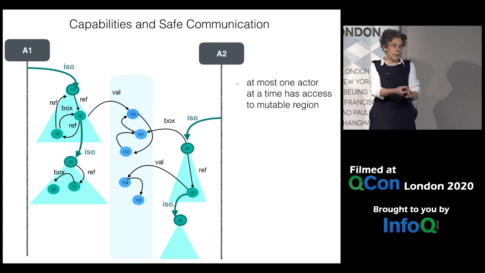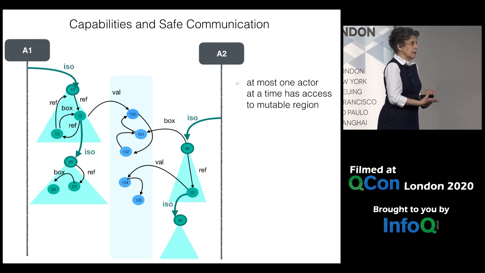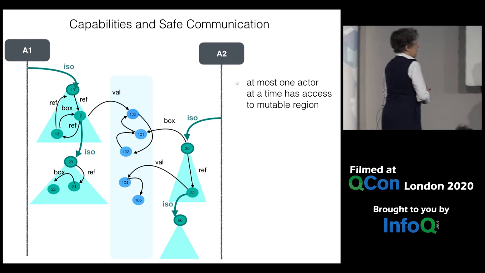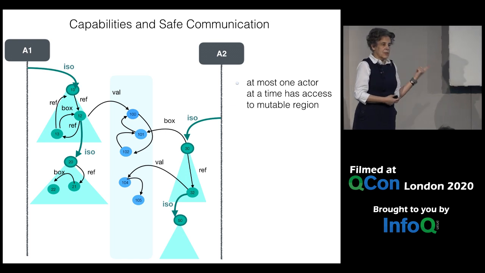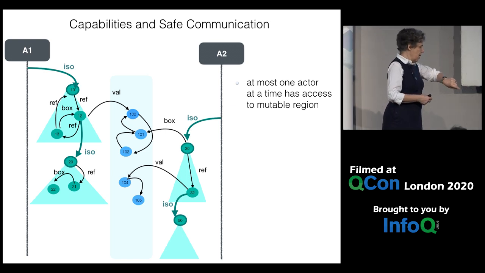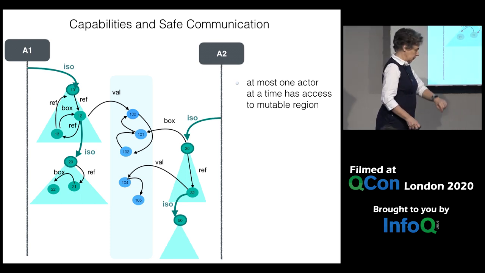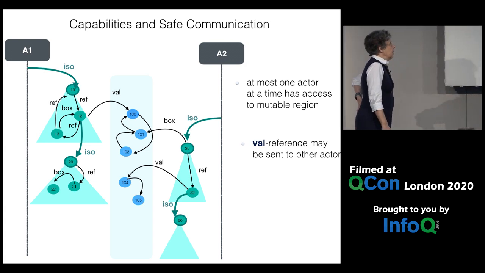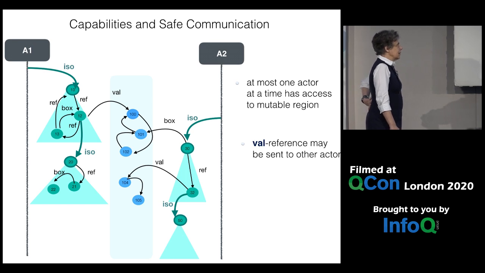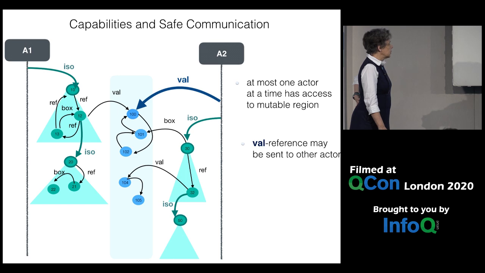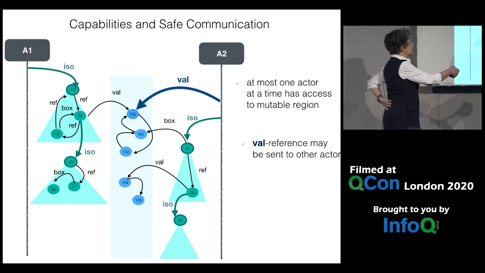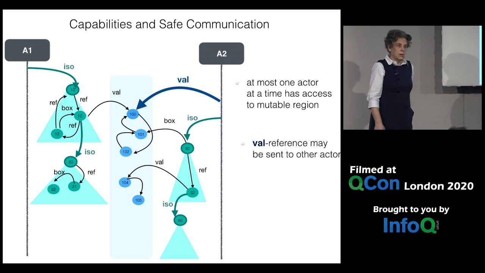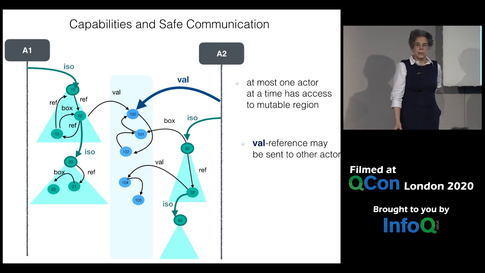We want to be able to pass data around, and ideally we would also like to be able to pass mutable data. So remember, there is this requirement: at most one actor at a time has access to a mutable region. And that means that a val reference can be sent safely to any other actor. So it is totally safe to send the object 100 to actor A2 because it's an immutable object and there are no restrictions about access to the immutable region. You can go and read anything you want as often as you want.